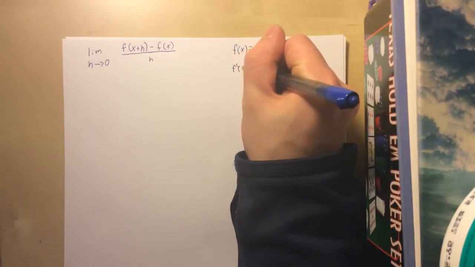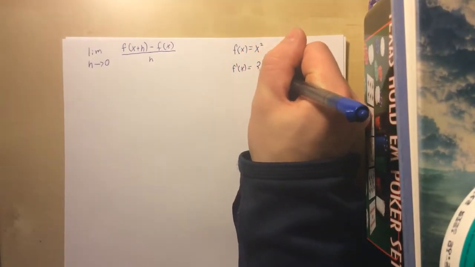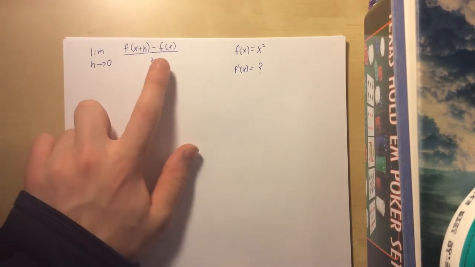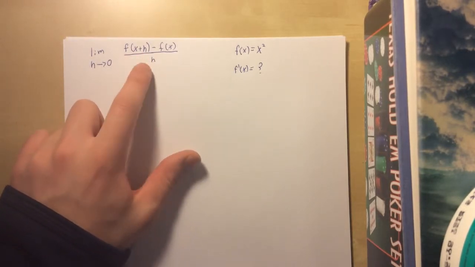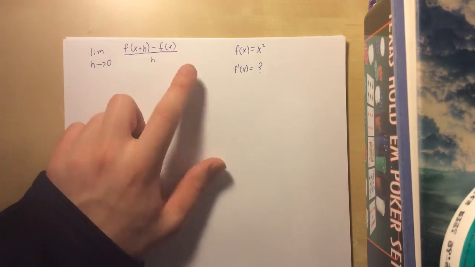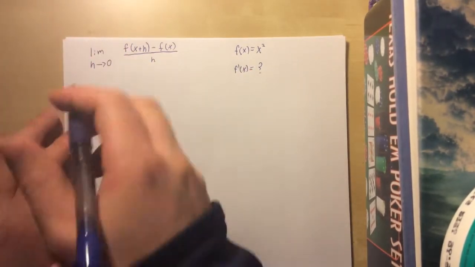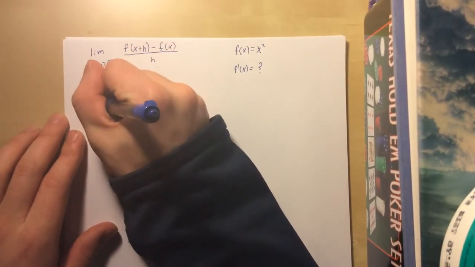So we're solving for f prime of x. And we're going to use our good old limit notation, the definition of a derivative. So let's see what we have. We have an f of x, an f of x plus h, and an h. Well, we know what h is, and we know what f of x is, but we don't know what f of x plus h is, so let's go ahead and solve for that.